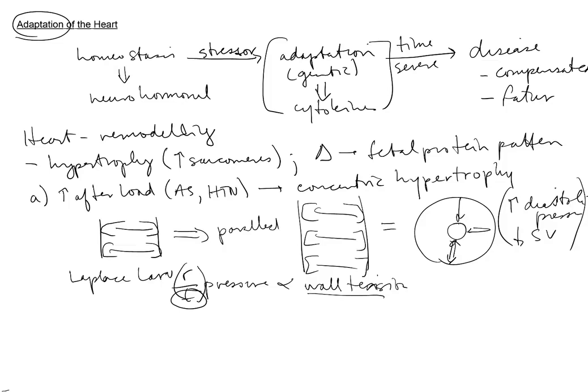We get a different solution if there's an increase in the preload. That could be mitral regurgitation or the increased blood volume of chronic renal failure.